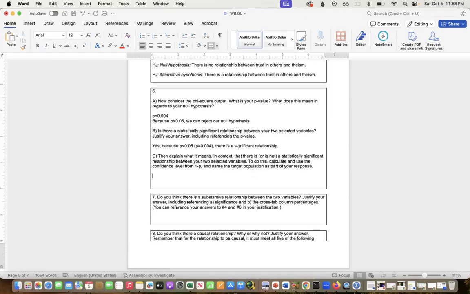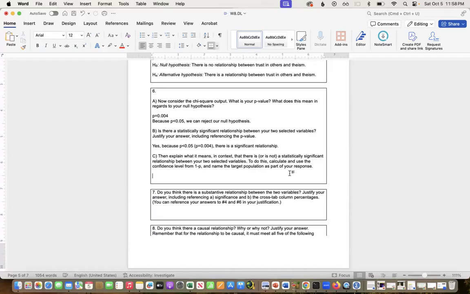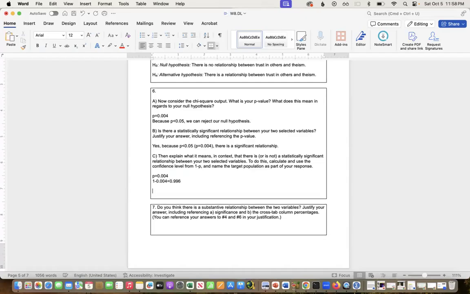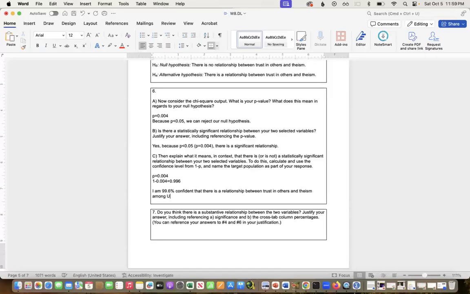So what I'm going to do is find the percent of confidence that I have, right? Significance means I'm over 95% confident in general, but I'm going to give a more specific answer. So if my p-value was 0.004, I'm going to do 1 minus 0.004, and that's going to give me 0.996. And so I am 99.6% confident that my alternative hypothesis is true, that there is a relationship between trust in others and theism among US adults in 2022. Okay.